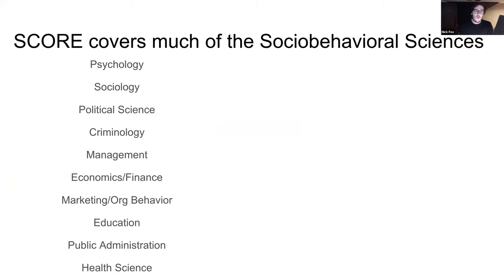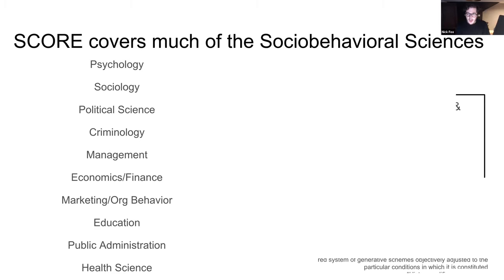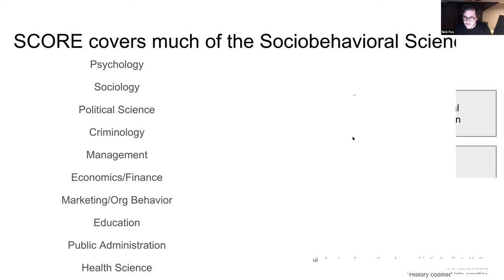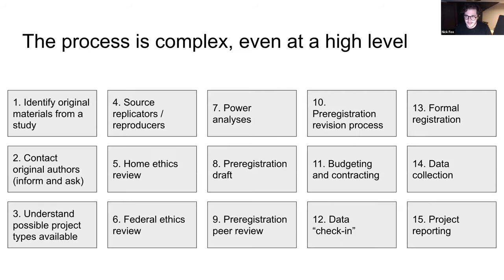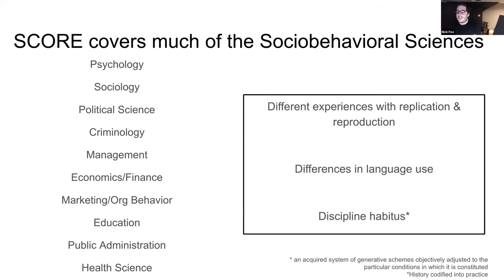Something that's really cool about the SCORE program is that it covers a lot of the socio-behavioral sciences. It's not just psychology, it's not just one field, but it's actually many fields. It's sociology, it's political science, it's management, it's econ and finance. And as Alex mentioned earlier in the introduction to this symposium, these different areas have different experiences of replication and reproduction, and they also use different language, right?